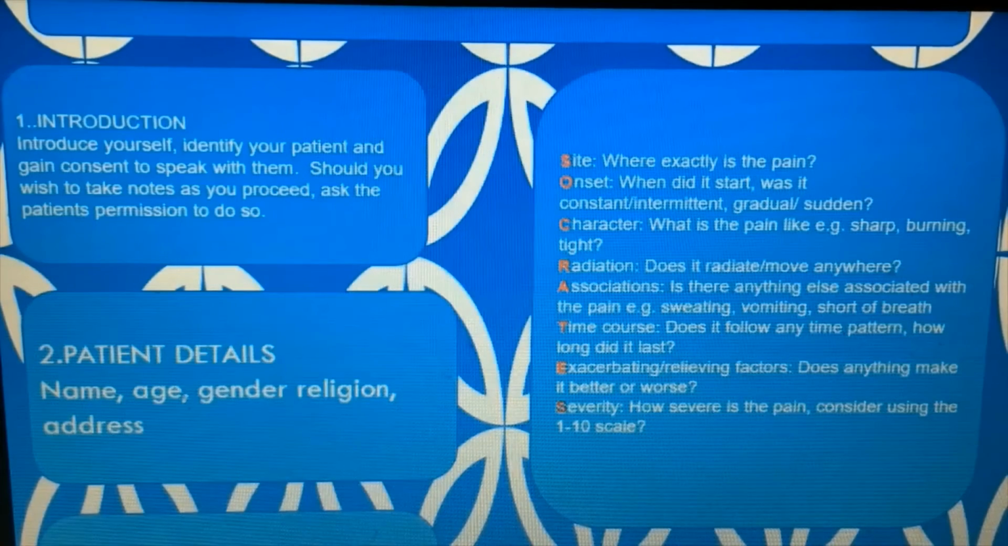breath. Ask them about the time course. Does it follow any time pattern, and how long did it last? Does anything make it better or worse? And then lastly, ask them how severe is the pain. That's the severity. Consider using a scale of 1 to 10. Ask the patient to scale their pain to you.